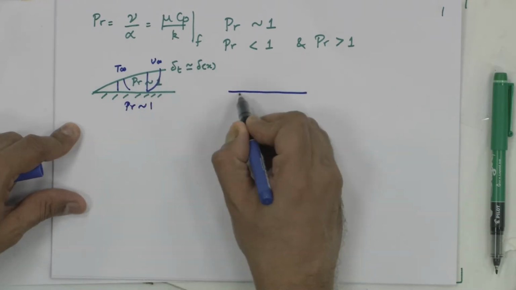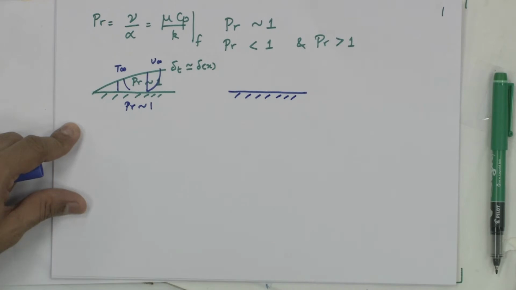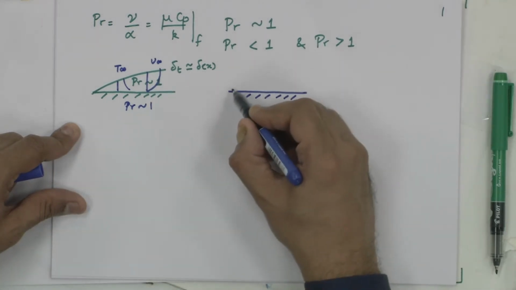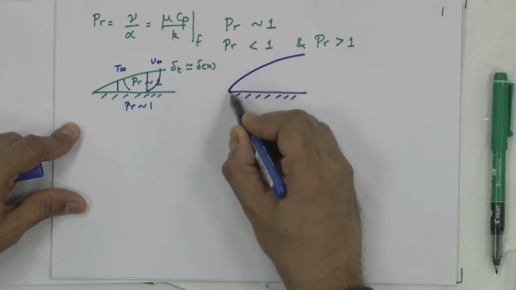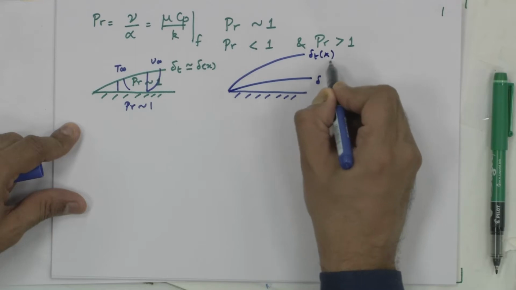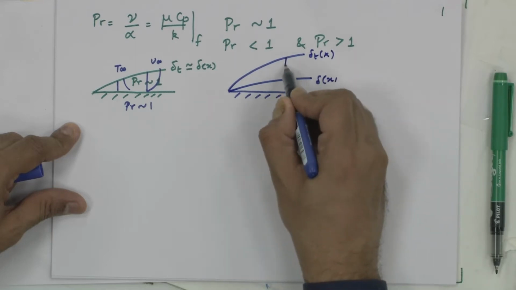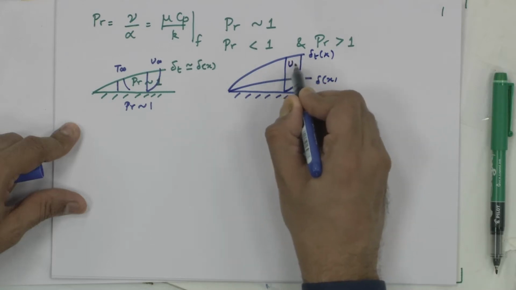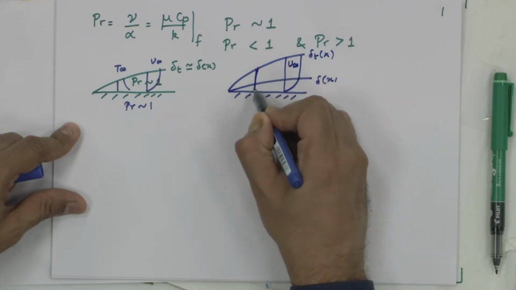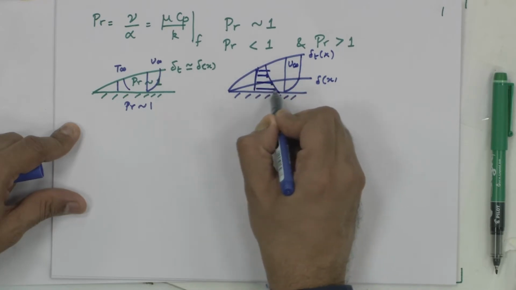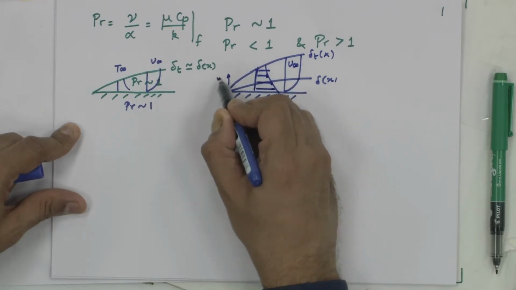Pr less than 1 would be nu much less than alpha, and this would be this case. This would have your velocity boundary layer growing only up to here and then virtually constant U infinity, with the thermal boundary layer growing all the way to a greater y location.